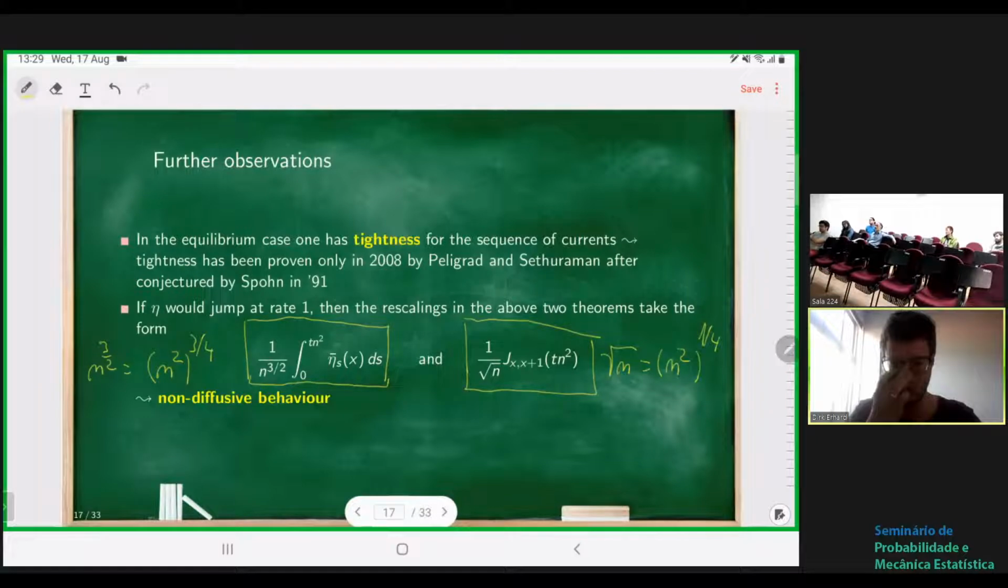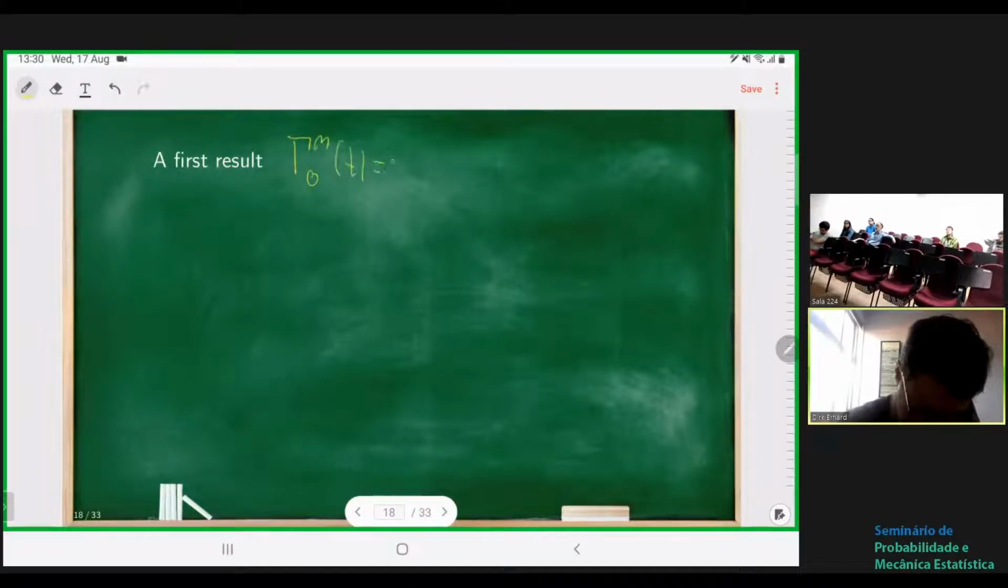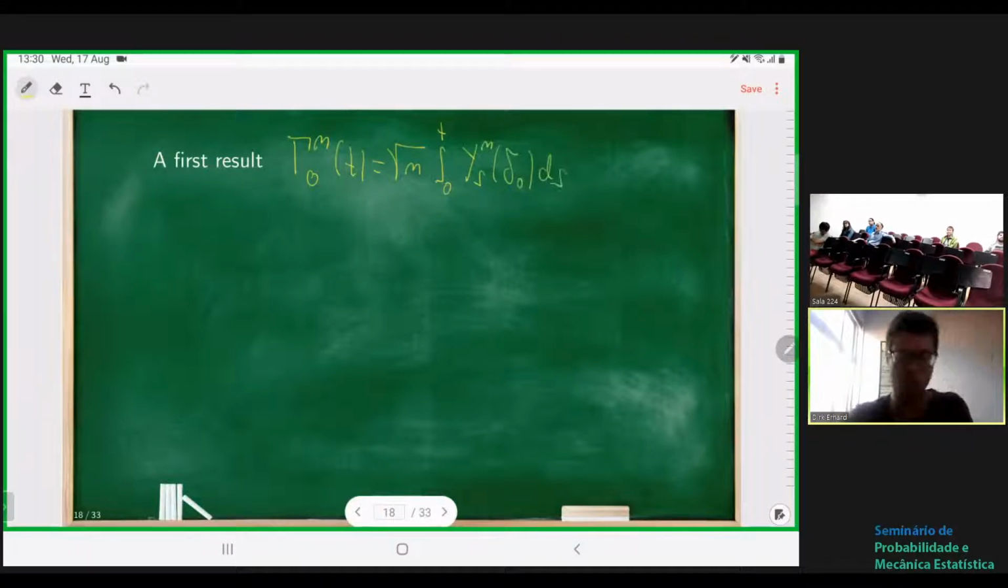Let me come to the first results. To motivate the first result, what we saw is that the occupation time is essentially an integrated local version of the fluctuation field. Let's consider it at 0, why not? This is nothing but square root of n times the integral from 0 to t of Y_s^n evaluated at the Dirac delta at 0, ds. So the occupation time can, in a formal way, be written in terms of the fluctuation field.